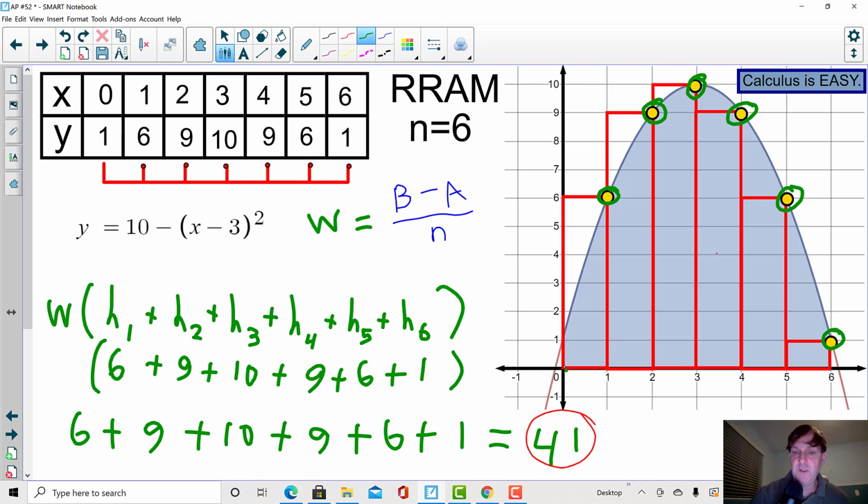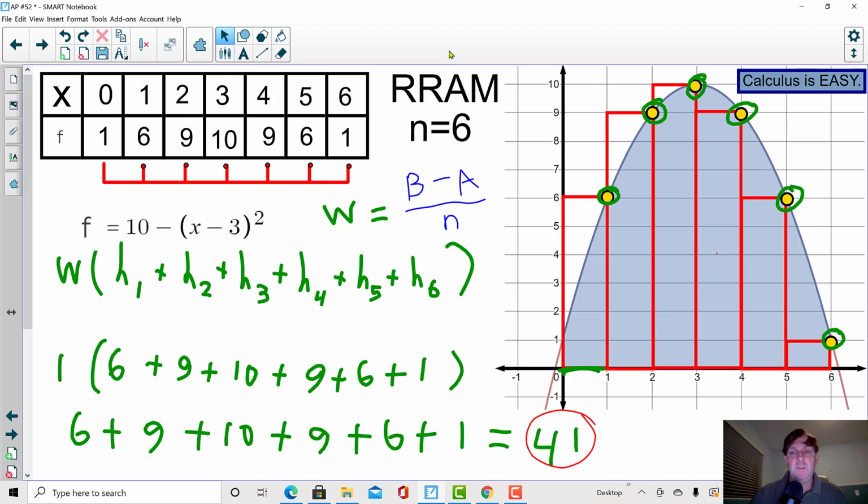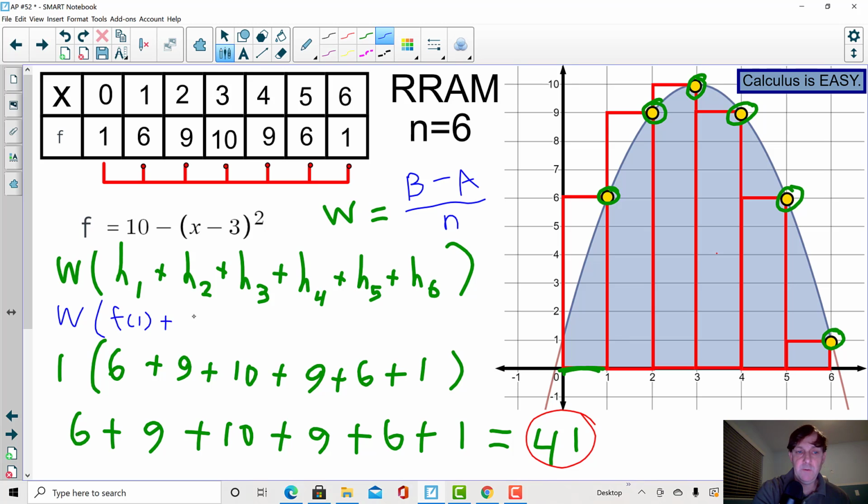The width of each rectangle was 1. So you see, if you add that all up, you get 41. Now there is another way of writing the heights for this example. Height 1 is actually f of 1, height 2 is f of 2, and so on. Now remember, you should only use this formula if the widths are equal. Sometimes they'll say uniform widths, which means they're all the same width.